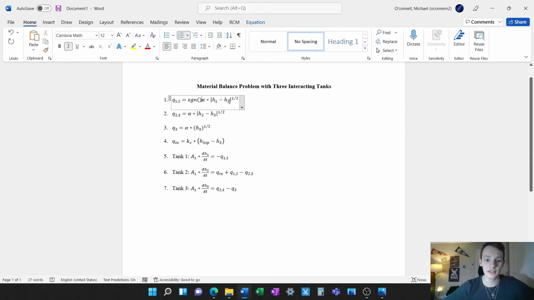Well, that sign is going to be positive if height 1 is greater than height 2, right? And so this is what we want. We want the sign of this difference. And as I said, this is going to be the exact same thing here for Q23. So fortunately, I caught that mistake before we started coding.